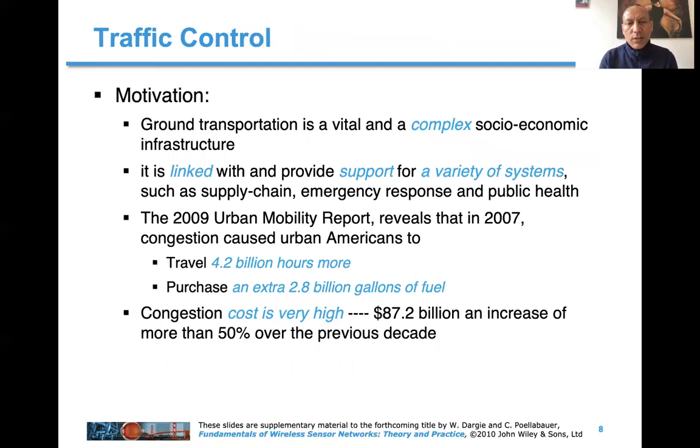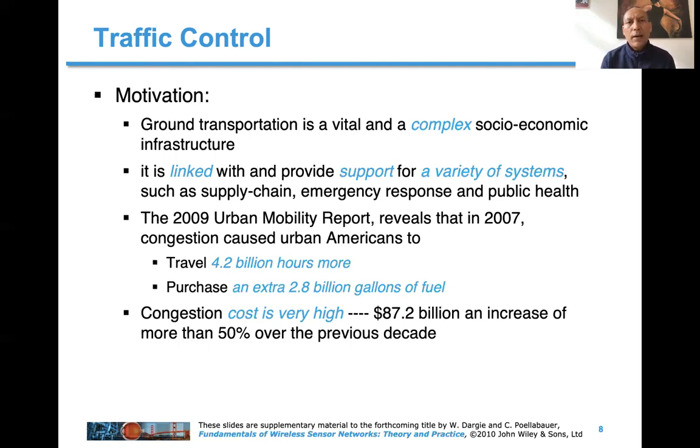Another application for wireless sensor networks is traffic control. For now, we just focus on ground transportation. Ground transportation for many countries is a vital and complex socioeconomic infrastructure. It is not just driving a car from home to office, but ground transportation links a variety of supply chain systems and other types of delivery systems. One of the main problems of traffic control in ground transportation is congestion. In many countries, congestion is a big problem, and unfortunately, nobody profits from this.